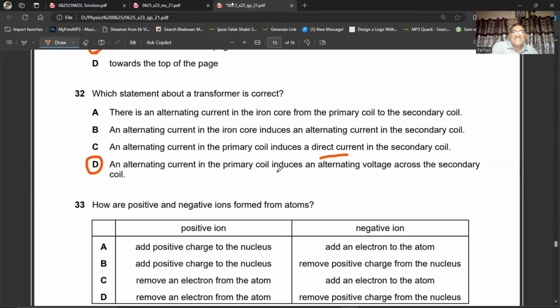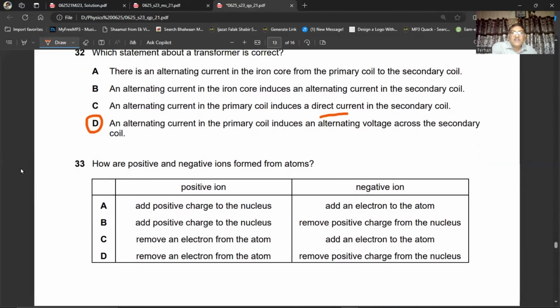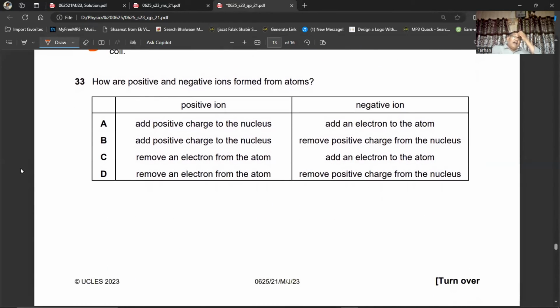You see, they are such confusing sentences. They can confuse you very easily. Okay, question number 33.